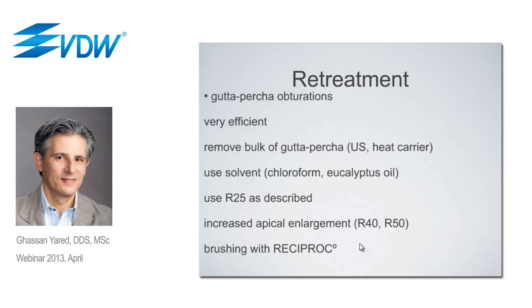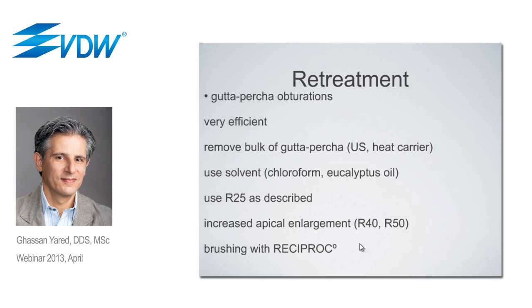If at some point the progression of the instrument becomes difficult, or if the instrument does not advance anymore in the canal, then we'll have to use a solvent. Here I use chloroform, but in most cases, you will see that chloroform or a solvent will not be needed. Once the R25 has reached the working length, an increased apical enlargement is needed for retreatment cases. This can be done very easily with hand files or with the R40 or the R50 Reciproc instrument.